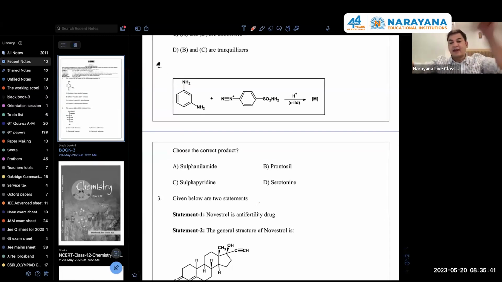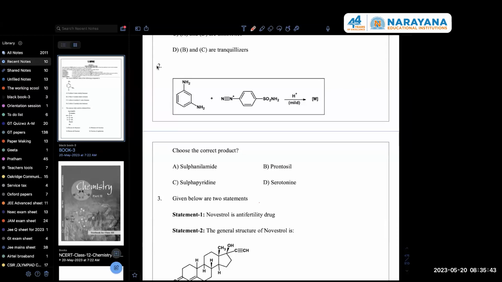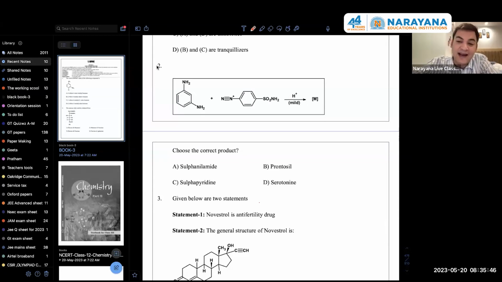Which option? B option. Yes, absolutely. The answer is B option only. Very good. Now, how will the reaction proceed? This is simply a diazo coupling type reaction. This is the diazonium. In the aniline case, we use a mild acidic medium for the coupling process, right? So from this NH2, either the ortho or para position will attack.